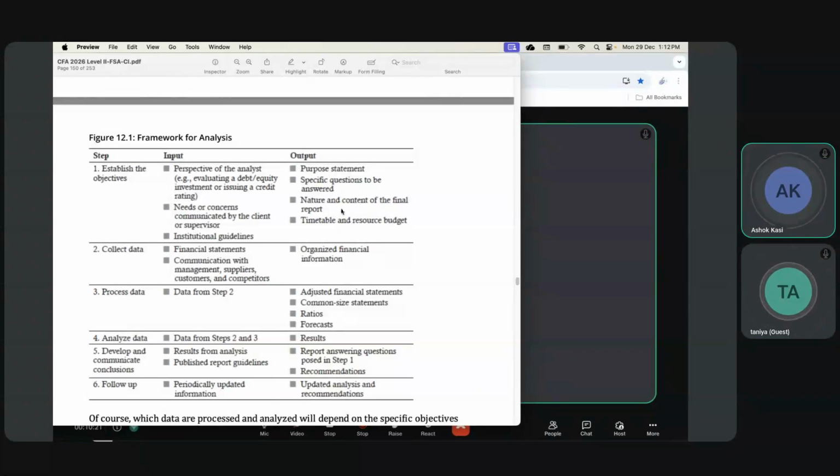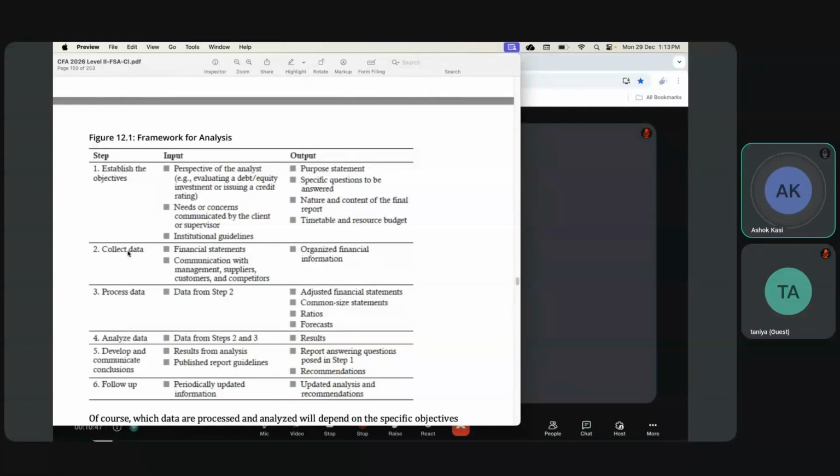Nature and content of the final report, timetable and resource budget. Similarly, each topic will have a purpose. Similarly for return on equity, for capital expenditure, for sales, or asset turnovers. Like this, various objectives you can set.